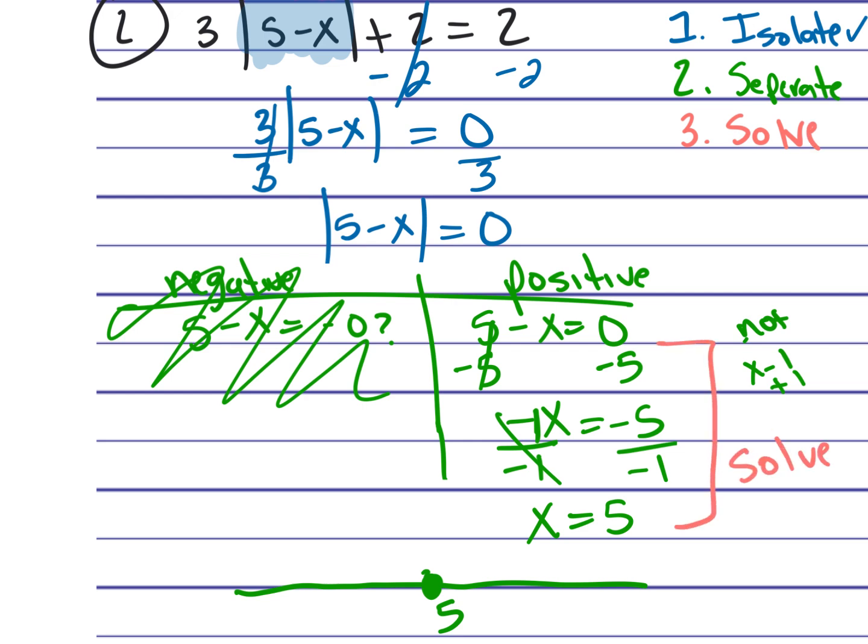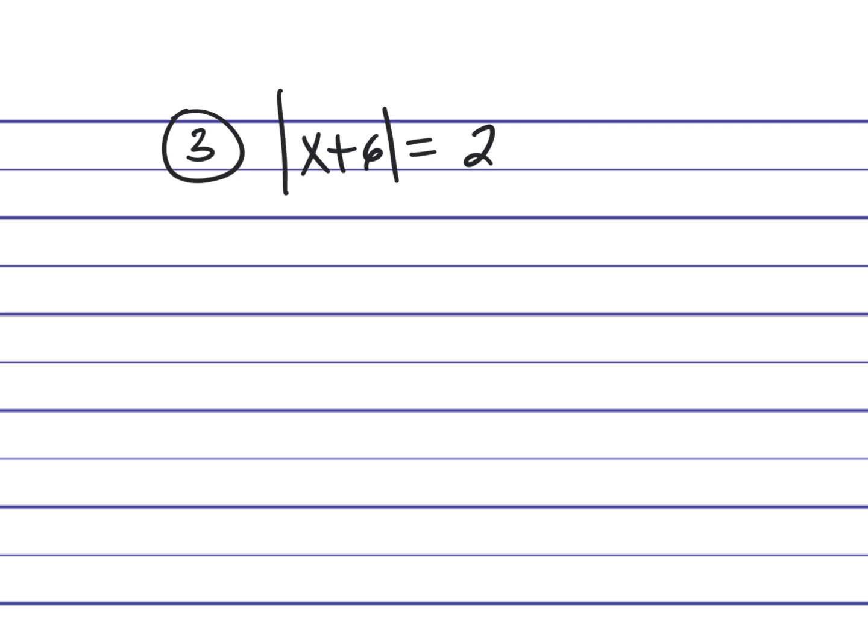Okay, so for question 3, it's a regular question. It's an easy question. For my first step, if I try to isolate, once you highlight, you're going to see that there's nothing outside my absolute value lines. So it's already by itself. That means I can go ahead and separate.